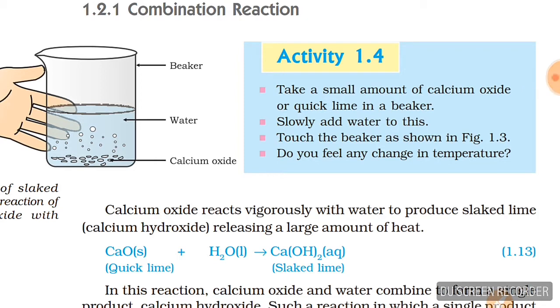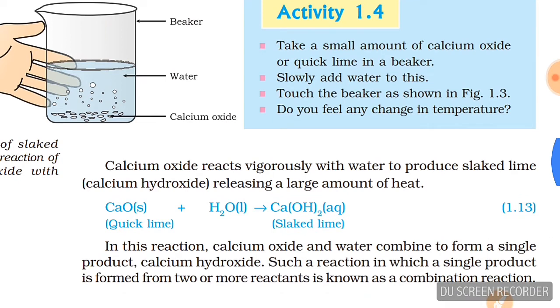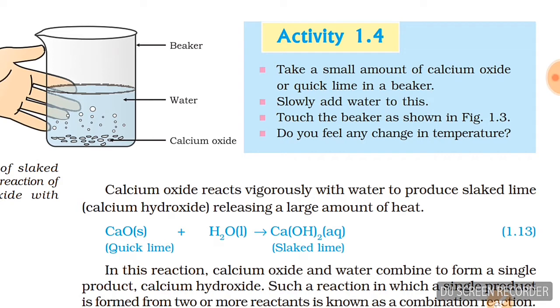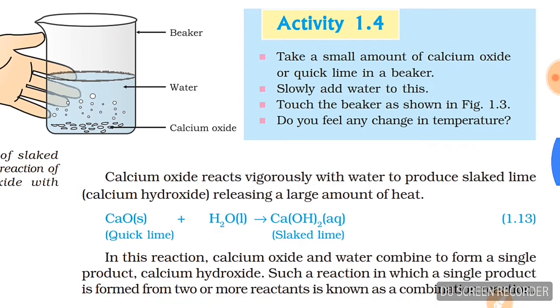Combination ऐसे word आपका suggest कर रहा है कि चीज़ें combined हो रही हैं. ऐसा reaction जिसमें एक या 2 से ज़्यादा चीज़ें combined हो. The reaction in which 2 or more reactants combine to form a single product. That is known as the combination reaction. जहाँ पे एक या एक से ज़्यादा reactants हमारे combine कर रहे हैं और एक product बना रहे हैं.